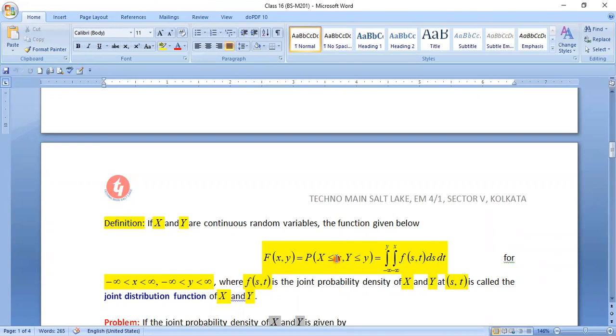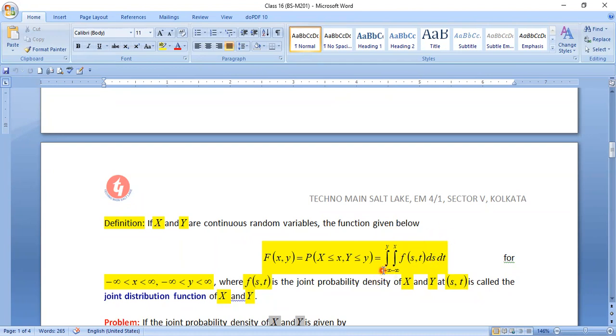But remember, as the definition goes, this distribution function is basically the probability that X takes values less than small x and Y takes values less than small y. When we write the integration, we bring two new variables over here. We don't write it in terms of x and y, we bring s and t, as if renaming the variables. That function will be integrated with respect to ds first and then with respect to dt.